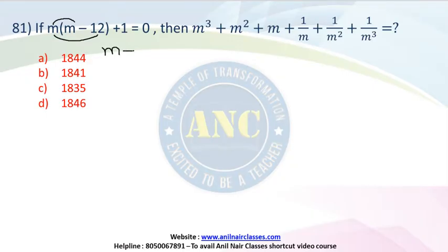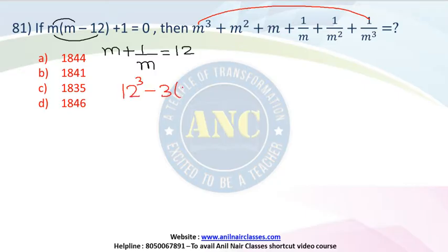That means from that I can write m plus 1 by m is equal to minus 12, shift to the left hand side, it becomes plus 12. Very easy. Now, if you try to group it in a proper order, your job is done. m cube plus 1 by m cube. Now, if I know m plus 1 by m, then m cube plus 1 by m cube will be 12 cube minus 3 times of 12. That means I know the value of m cube plus 1 by m cube. This is completed right now.